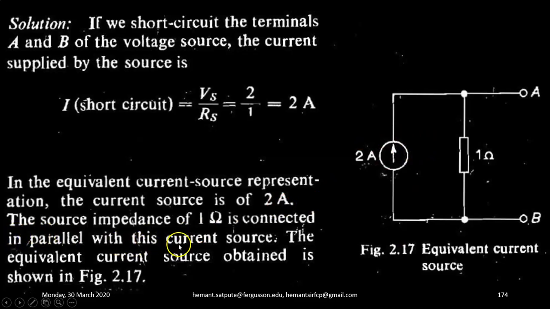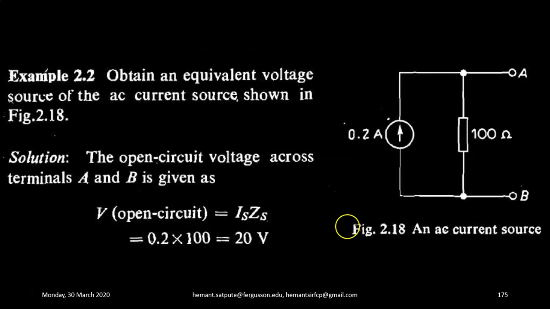So in the equivalent current source representation, the current source is of 2 ampere and it will be connected in parallel with an impedance of 1 ohm. So the required equivalent current source representation will be 2 ampere of ideal current source in parallel with 1 ohm of internal impedance. So I hope the procedure is clear. Let's move on to the next one.